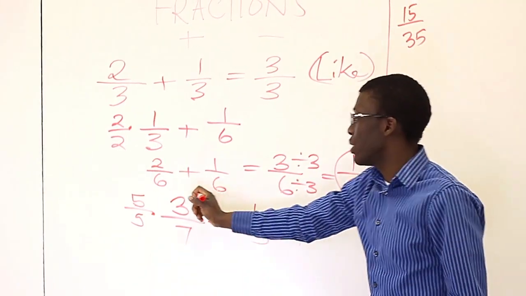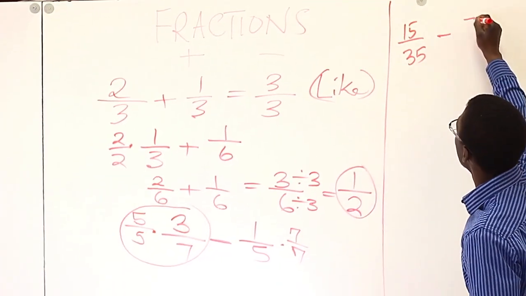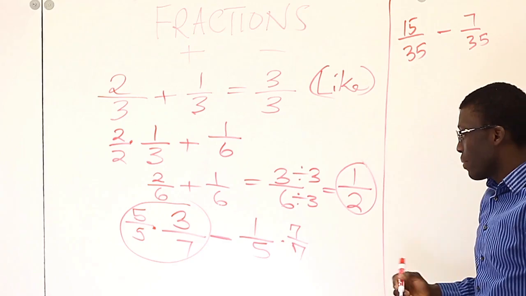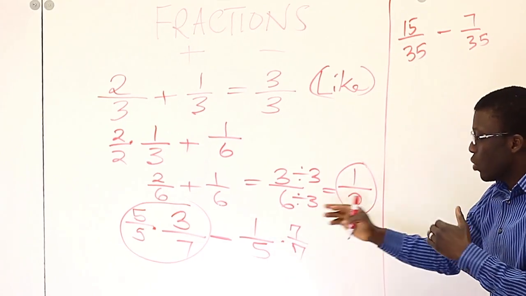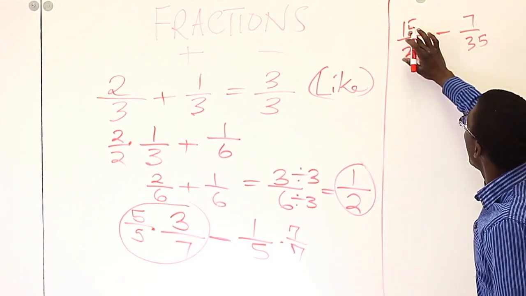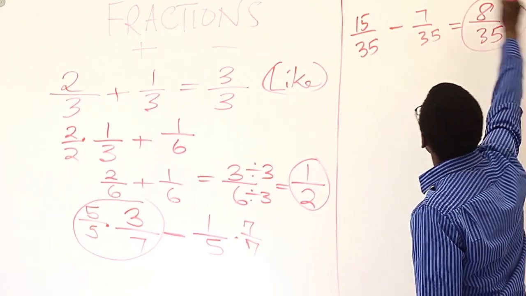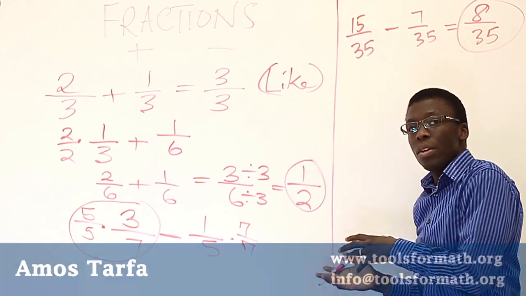Okay, we've changed this to 15 over 35, and that is going to become minus 7 over 35, right? Because we multiplied both the top and bottom by the other denominator. So now we have 15 minus 7, 8 over 35. We have subtracted 1/5 from 3/7, okay?